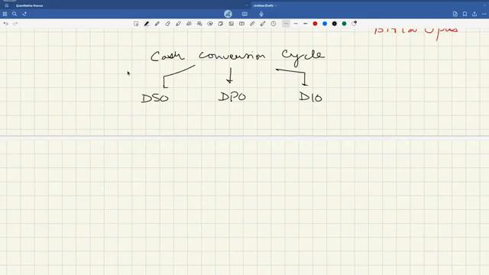DPO means how many days it takes to pay off your suppliers. There can be different suppliers. The first supplier says, okay, I'll give you credit for 60 days. It is very similar to how you use a credit card, where you get a 45-day rent-free period wherein you do not have to pay anything. So it is very similar to that.